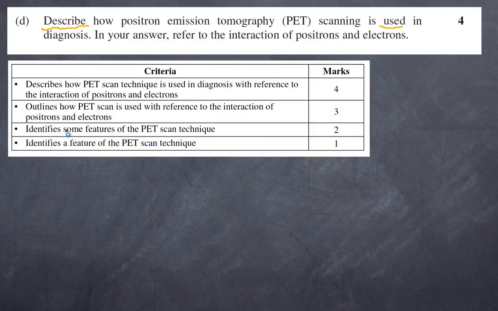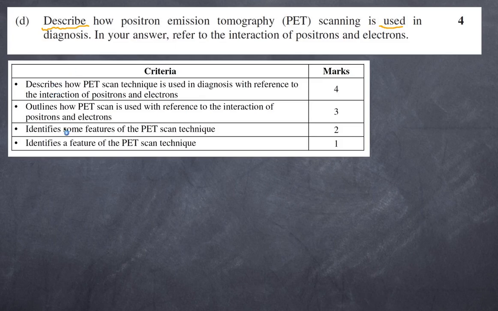1 and 2 are simple identification responses. So identifications, but not going into the higher order of descriptions. Even a 3 is outline, which is sketch in general terms. So what's the difference between outlines and describes? Outlines is much more vague. A student who has a good understanding of how PET scans are used will provide key scientific terms that show they understand this with reasonable depth.